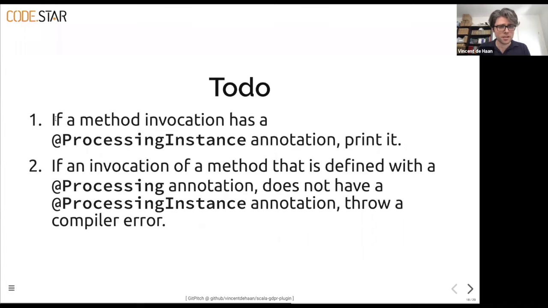With the first task, if a method invocation has a processing instance annotation, print it. So that's the easiest thing. If we encounter a processing instance annotation, just generate some log line or something.